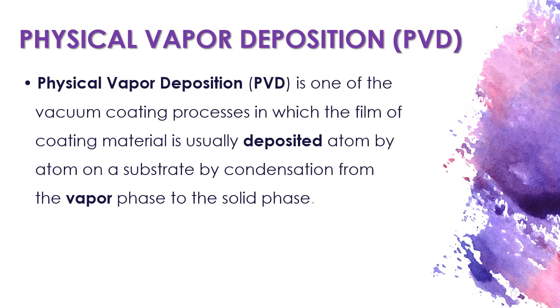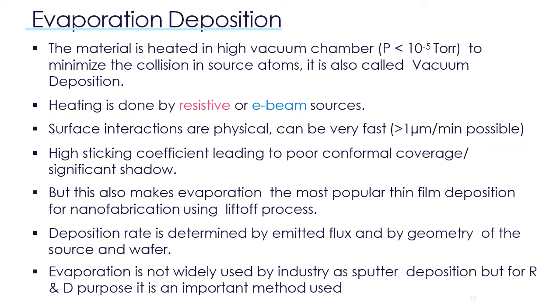Physical vapor deposition, or PVD, is one of the vacuum coating processes in which a film of the coating material is usually deposited atom by atom on a substrate by condensation from the vapor phase to the solid phase. The first process for PVD is evaporation deposition.